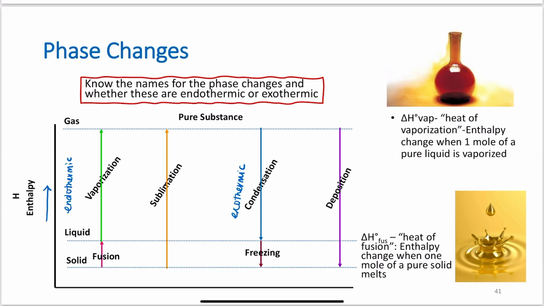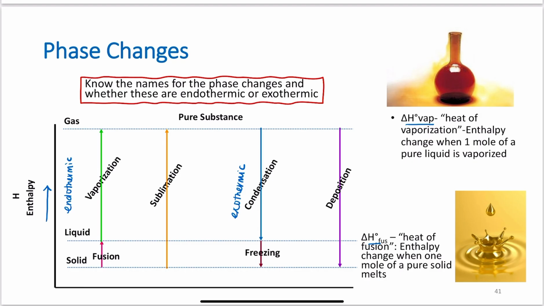Condensation, freezing, and deposition, or your gas going to liquid, gas going to solid, or liquid going to solid, are all exothermic processes. Because in order to freeze something, I have to take its heat away. Remember, this is always talking about the transfer of the heat itself. So if I'm freezing something, I'm taking its heat away. It's an exothermic process.